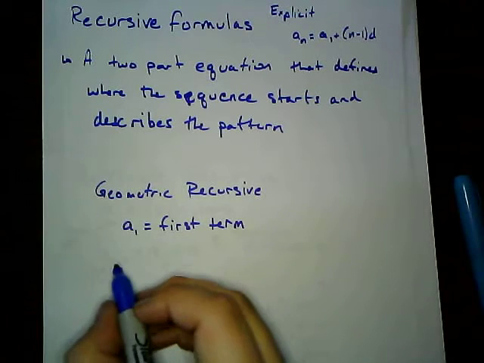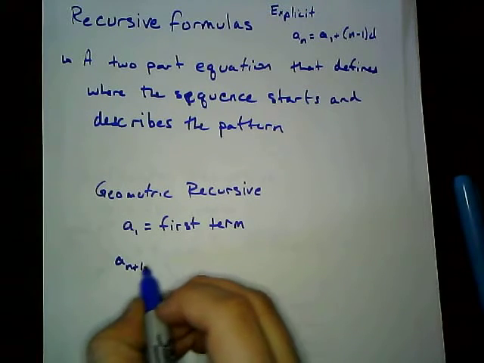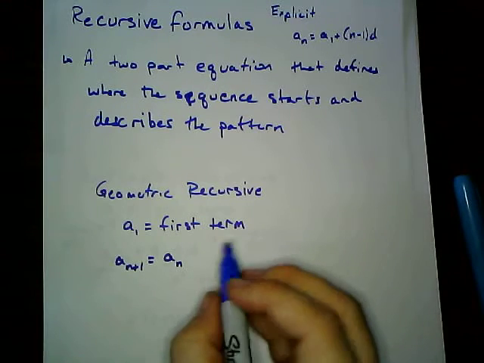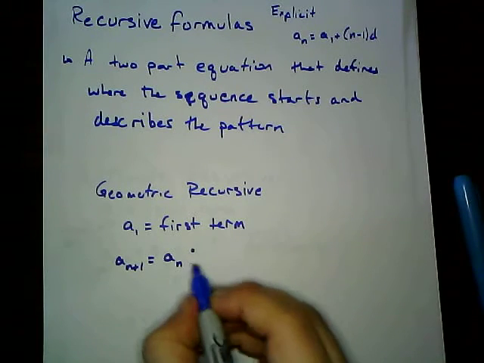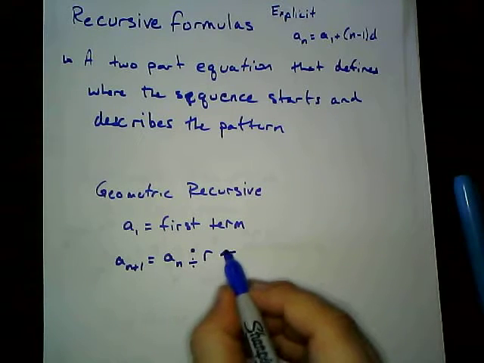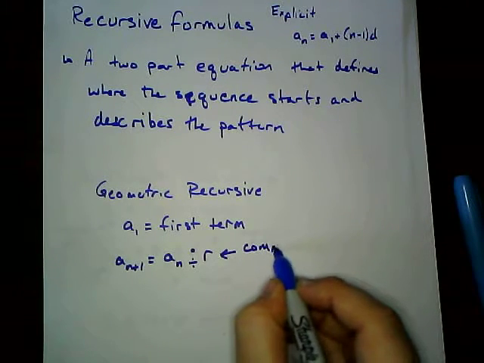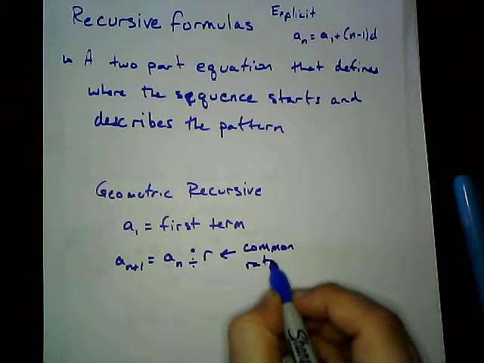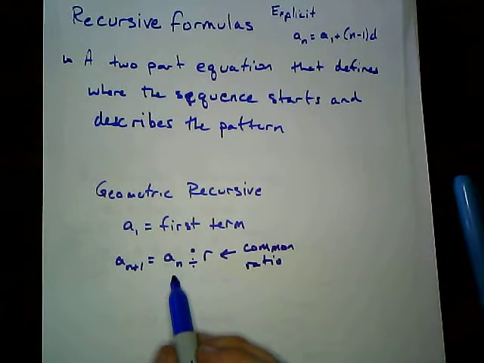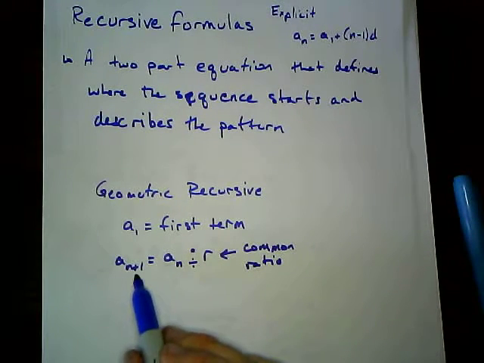And then we're going to go once again, a sub n plus 1 equals a sub n, but in this case, rather than add or subtract, we're going to multiply or divide by r. So r, that's our common ratio. We have a sub n, that's our nth term. So we might have to use a term to find the next term.